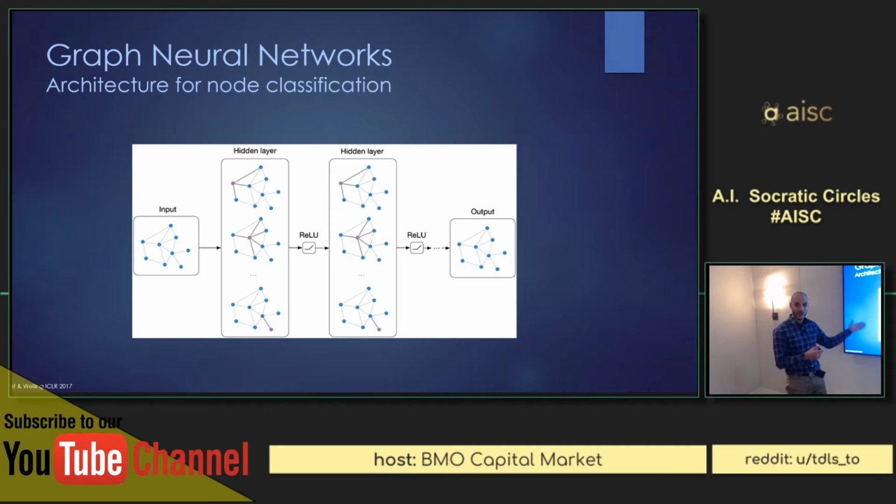Feature vectors on the graph. There are several hidden layers that you compute. The details of what you do in these hidden layers differ from one graph neural network algorithm to another. But the general idea is that you go through several hidden representations, and then you get an output. And then what you do with the output depends on your learning task.